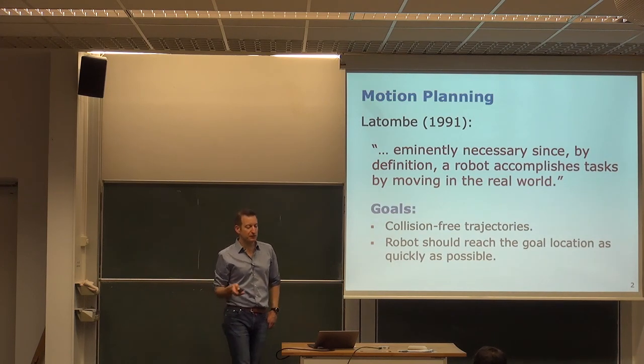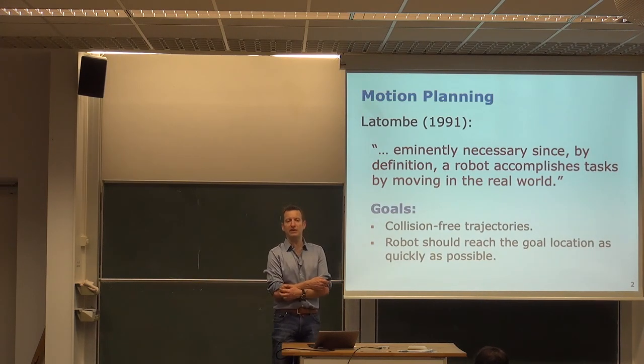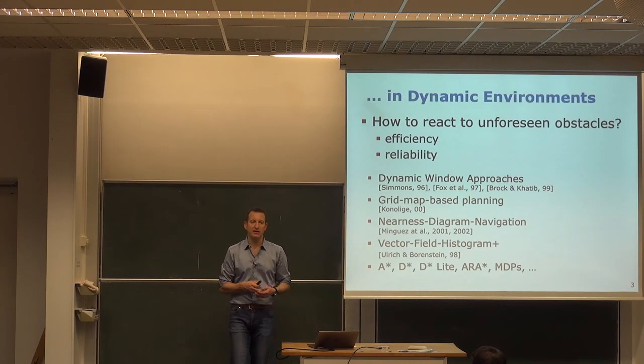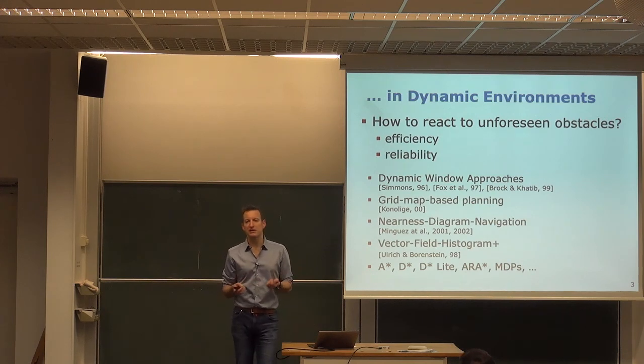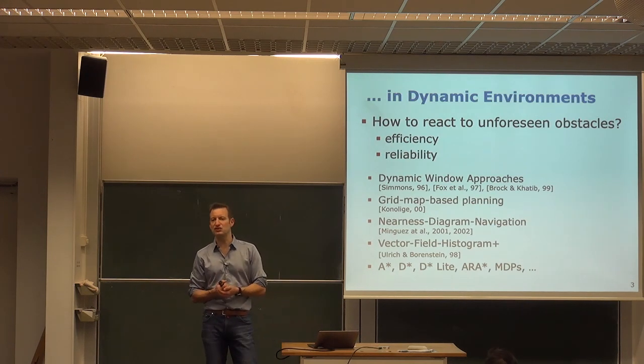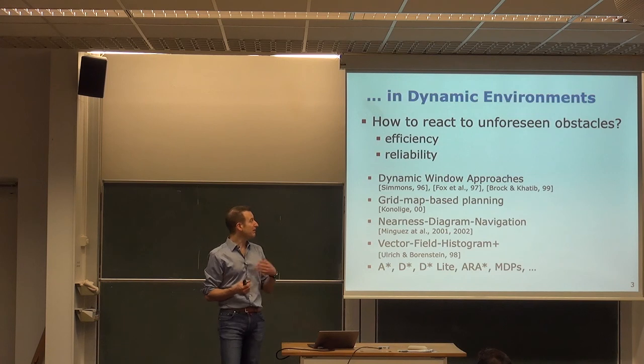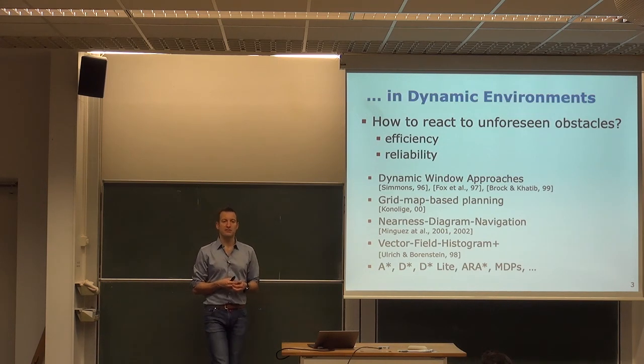But still, it's not a fully solved problem, and this is mainly due to the fact that our environments are dynamic. So we don't have a perfect model of the environment at all points in time. The environment changes, and how should we take those changes into account? For example, if we have people walking through the environment, we want to take that into account and not collide with people, although they may not be in our map. So we need to take our sensor information into account and react appropriately.